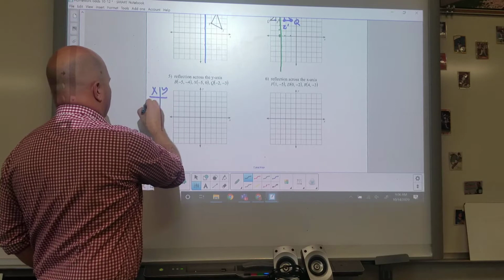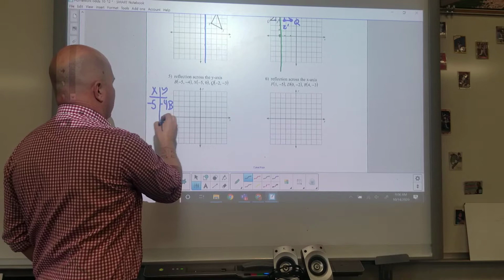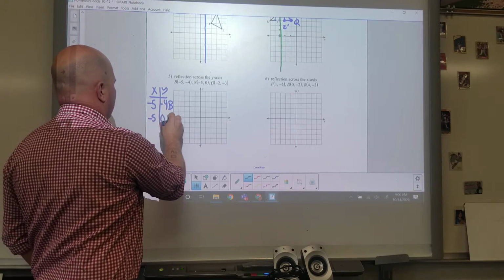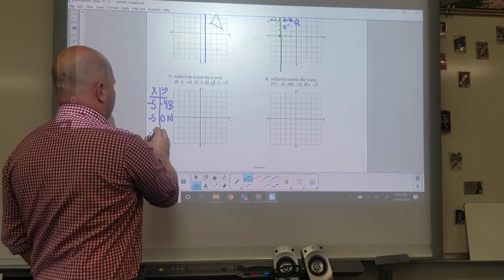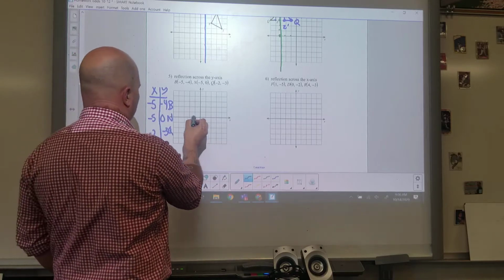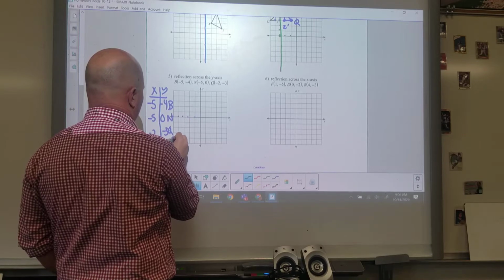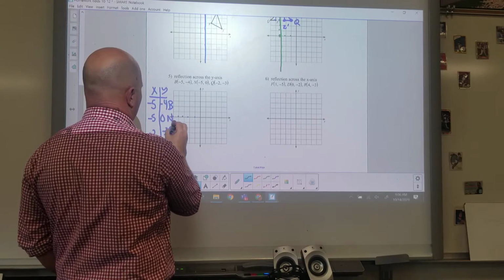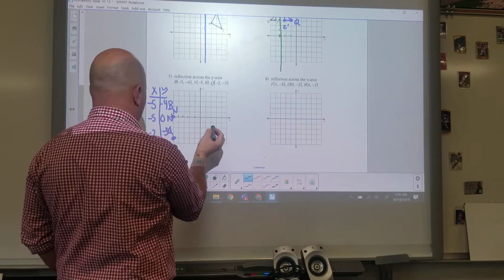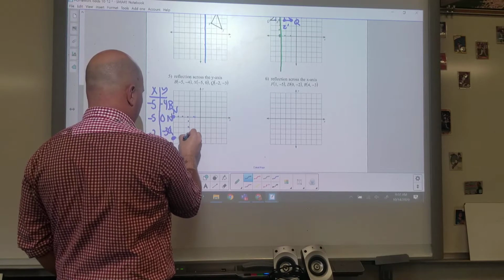For this one, we're going to do -5, -4, and that was B, and we're going to do -5, 0, and that was N, and -2, -3 was Q. Okay? And I'm going to put those on there. So B was 5 to the left, 4 down. There's B. N was 5 to the left and 0 up. So there's N. And Q was 2 to the left and 3 down, which is right here.